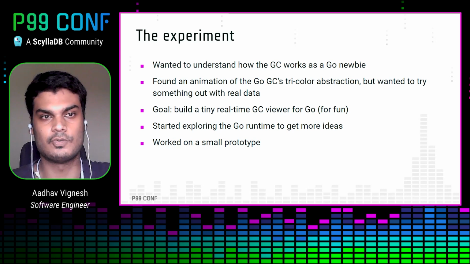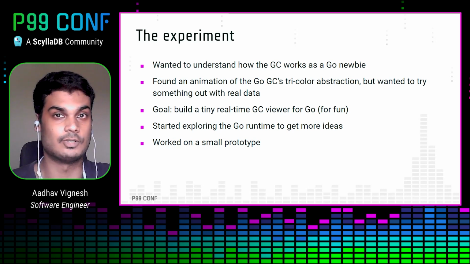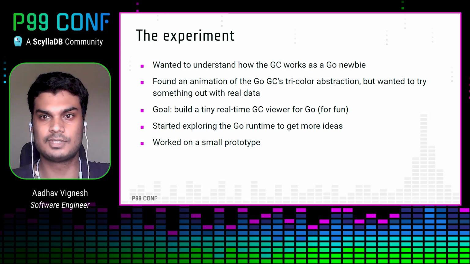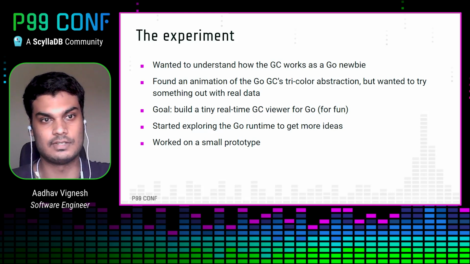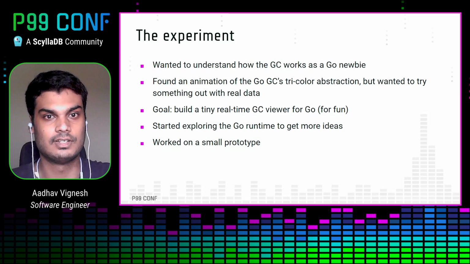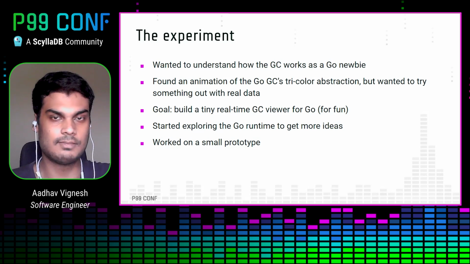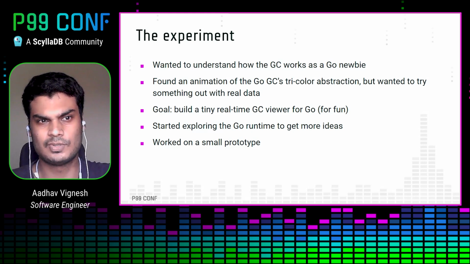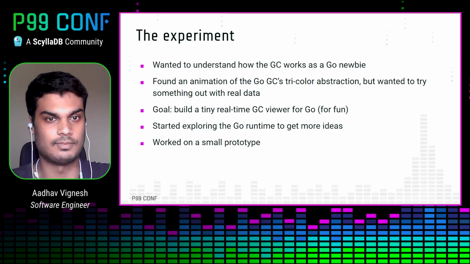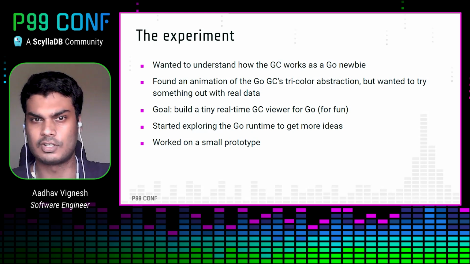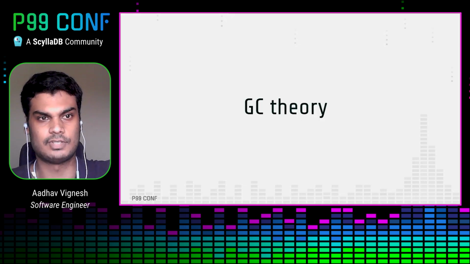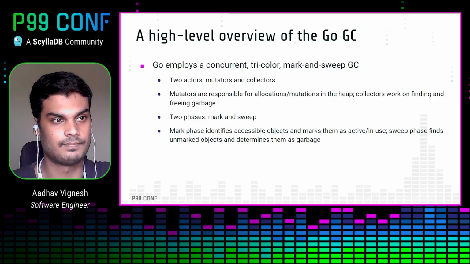So, back in 2022, I was trying to understand how the Go GC works as someone who was new to the language. And I ended up seeing a visualization of the Go GC tricolor abstraction, and I wanted to build something similar but with real data extracted from the runtime. So I started exploring the runtime to get some ideas, and I started working on a small prototype to see how feasible it was. But let's understand a few things about the GC itself.